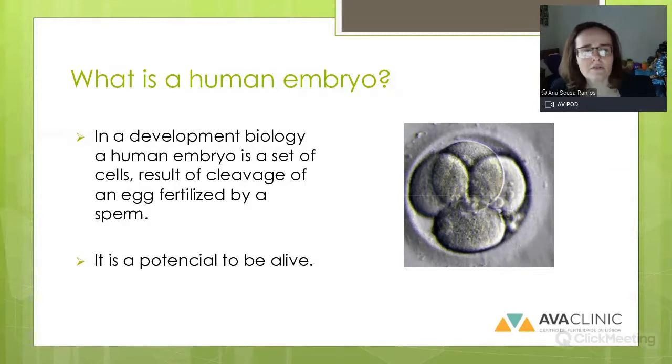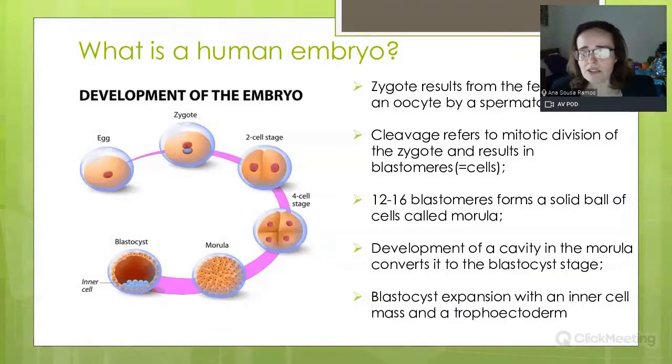So only to remind you, what is a human embryo? As you know, in developmental biology, a human embryo is a set of cells that result from the cleavage of an oocyte fertilized with a human sperm. And this embryo, if it goes through a process of development, will give a potential life, a future healthy baby. And as you know, at least who goes to ART techniques, it starts with the fertilization of the female cell by the spermatozoon or sperm. Afterwards, it starts a process of mitotic divisions, and that will give rise to the embryo, or in a first phase, what we call a pre-embryo.